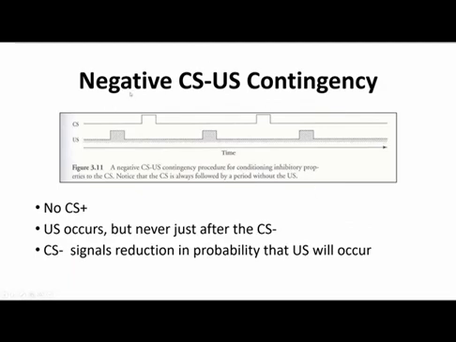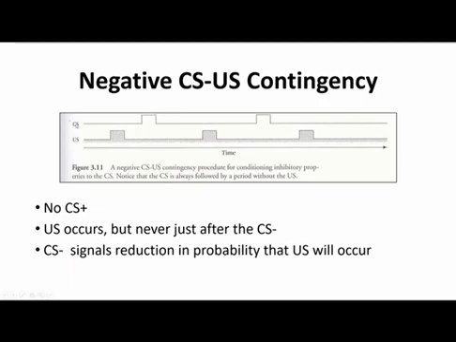Next, we can look at the setup for a negative CS-US contingency, and this one's a little bit easier to grasp, I think, anyways. So here we just have a CS and a US. There's no need for a CS plus. So here our CS is effectively just a CS minus. So we don't have that CS plus.